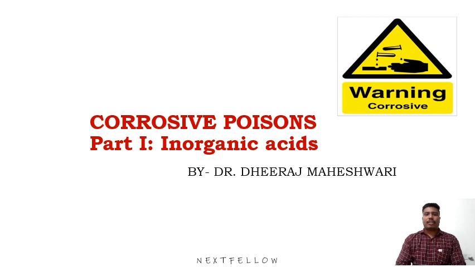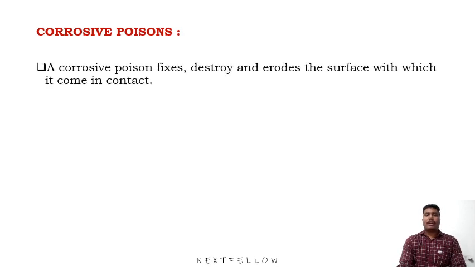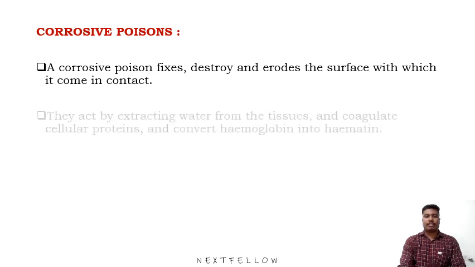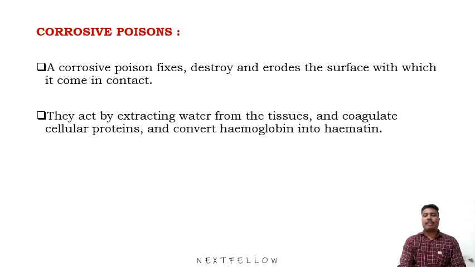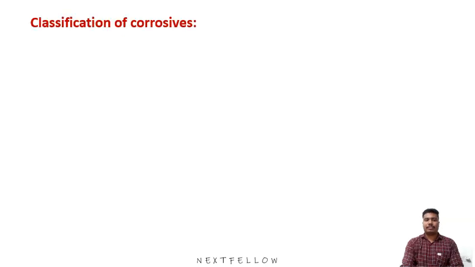Hello everyone. So today we will discuss the corrosive poisons. Part 1, inorganic acids. Now what are corrosive poisons? A corrosive poison fixes, destroys and erodes the surface with which it comes in contact. They act by extracting water from the tissues, coagulating cellular proteins and converting hemoglobin into hematin.